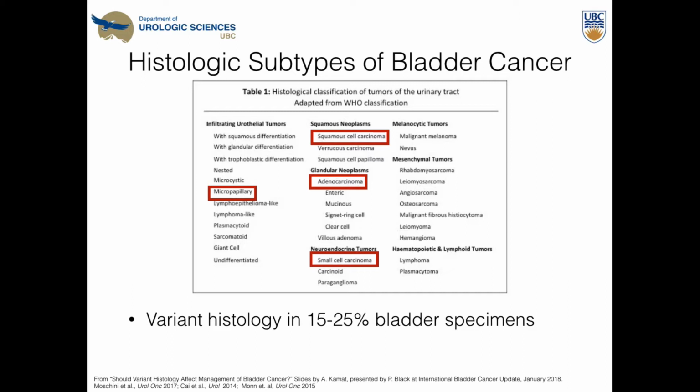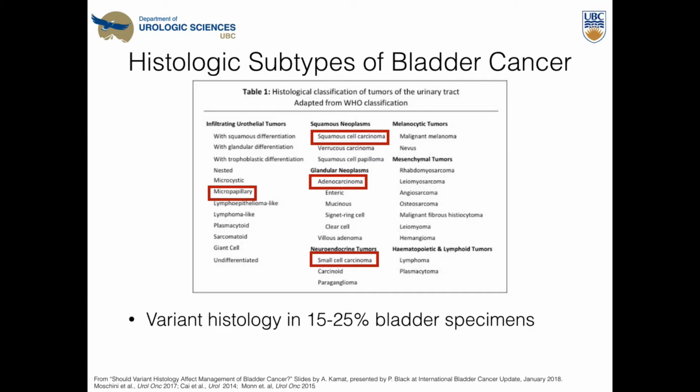Variant histology is not particularly uncommon either. There have been several large retrospective contemporary studies that peg the incidence of variant histology somewhere between 15 and 25%. Some of these have more clinical significance than others, but they're quite prevalent. They're out there, and so that's why I think it's really important to talk about this and to make sure that we all understand.